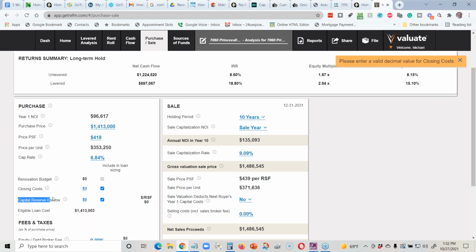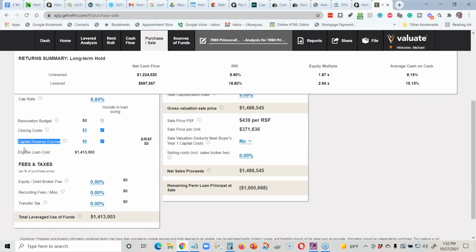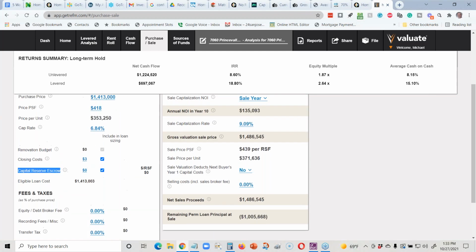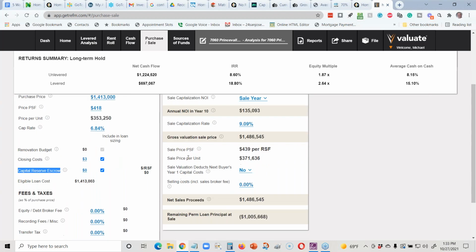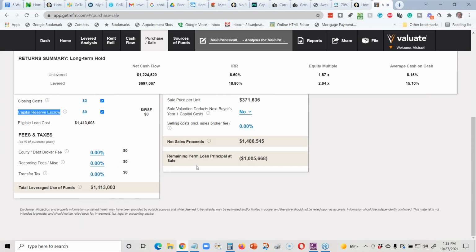Capital reserve means, are we wanting to put aside money to fix things when they become broken? So here, is there a transfer tax? Are there recording fees? Are there other taxes and things like that? Holding period, capitalization rate, price per square foot. What do I want to do here?